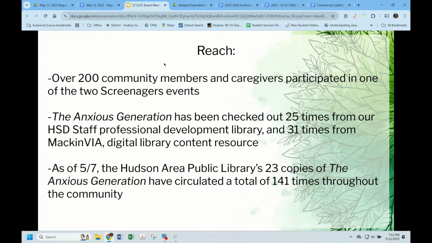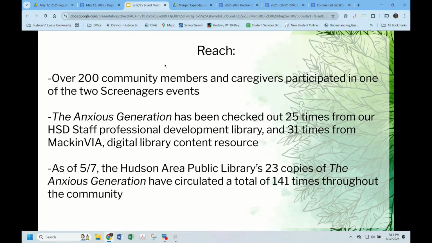As far as reach, between the 2 events for Screenagers, over 200 community members and caregivers came to one of those. The Anxious Generation, we also have in a staff professional development library. It's been checked out 25 times from that physical library where I put it in interoffice mail to get it to folks. And then we have a digital resource library, 31 times. It's been checked out either as an ebook or an audio that our staff has been checking out this year. And that digital content resource has only been available since January, so they're really taking advantage of that, which is great.